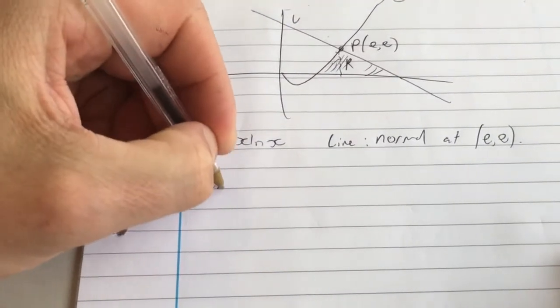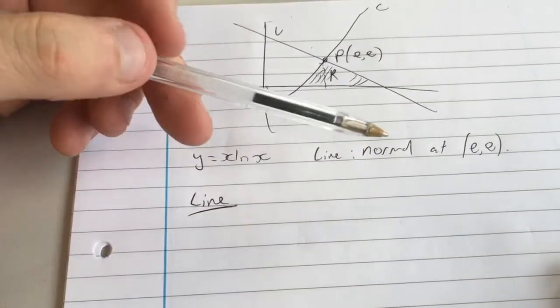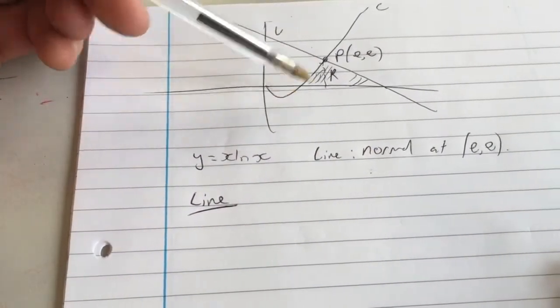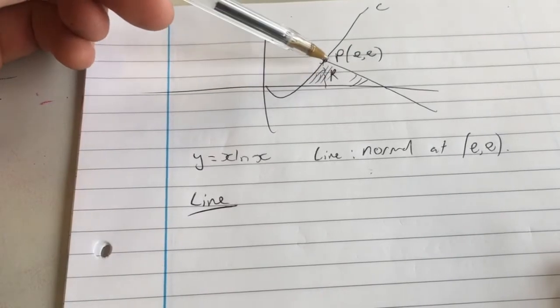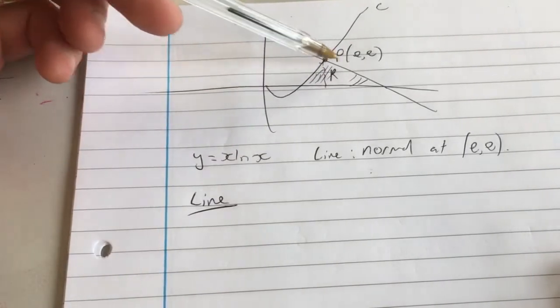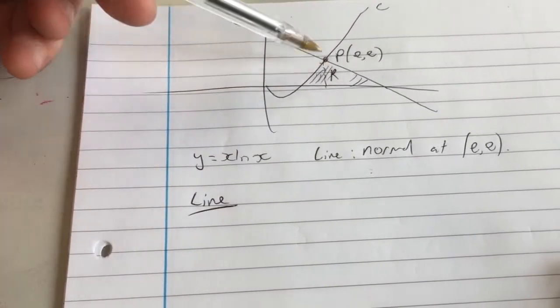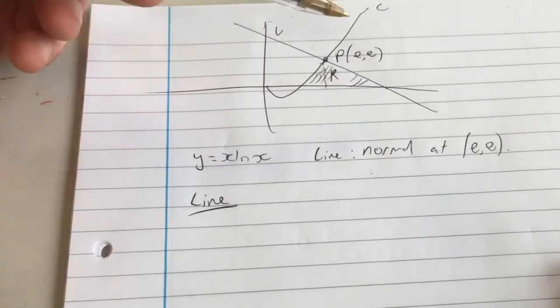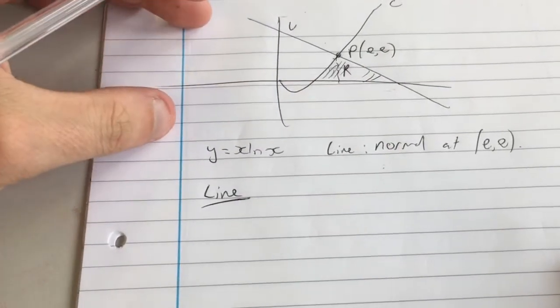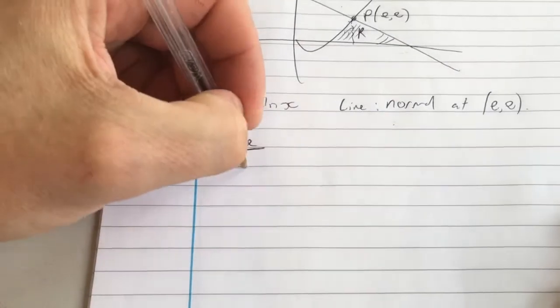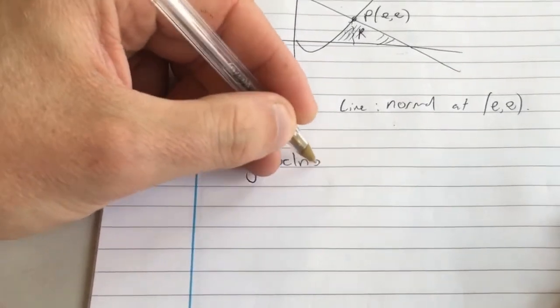So we first, because it's the normal, we need to find the gradient of the curve, which will get us the tangent gradient, the negative reciprocal of that to find the gradient of the normal, and then use the point e to find our line. Then we can find where it crosses the x-axis. So first of all, we need to differentiate our line to find the gradient.